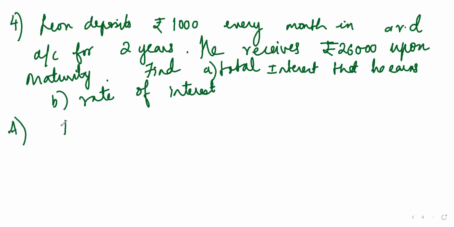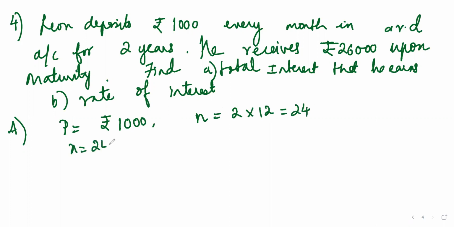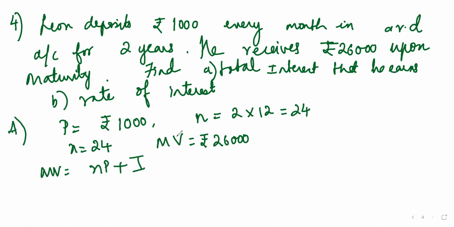So clearly, let's put in all the data that we have. So wait, let me just erase this. Yeah. So what is P? It's rupees 1,000, and N, the time, is 2 years, which means I need to multiply it by 12, and I get 24. So N is 24, and the maturity value is given as 26,000 rupees. So it's simple, isn't it? Maturity value is equal to N into P plus interest. I call it as I.